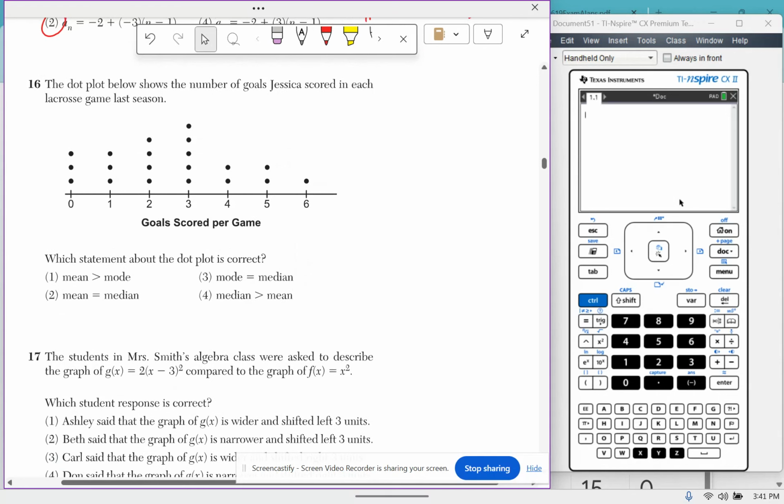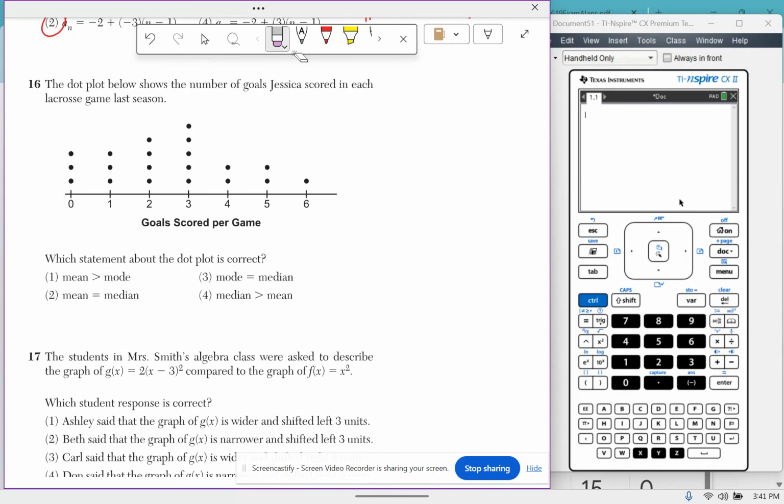Okay, let's look at question 16. We have a dot plot, and the question choices are asking me about a bunch of one-var stats. So what I'm going to do is read the question, and then I'm going to put this dot plot into my calculator. It says the dot plot below shows the number of goals Jessica scored in each lacrosse game last season. Which statement about the dot plot is correct?